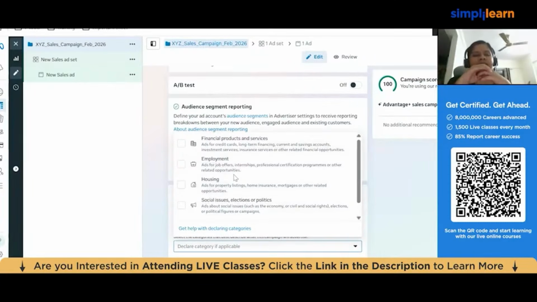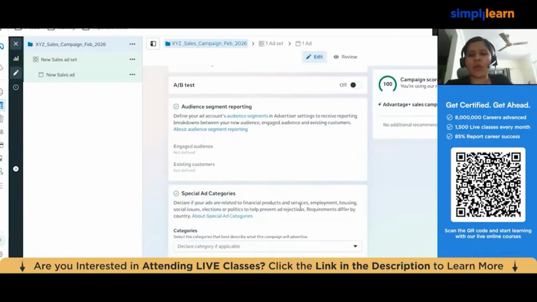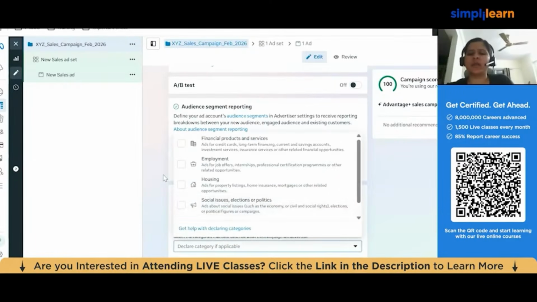So why are these four categories called special ad category? Just for these four categories, Meta will put some restrictions on the targeting, that okay, you can't target this age group, you can't target this audience, because they are the ones who might get influenced by your ad, and they are not the right audience. So if you are promoting any of these categories, please mention it. You can see requirement differs by country, because from country to country, with respect to politics and all, there are a lot of restrictions. So it's better to disclose it over here itself.